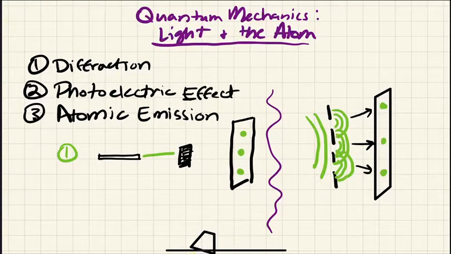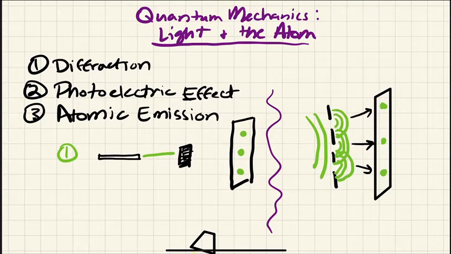In this experiment, we'll look at the interactions of light and atoms, as well as the interaction of light with a diffraction grating. This is a three-part experiment. So the first part will look at diffraction of light, treating light as a wave.